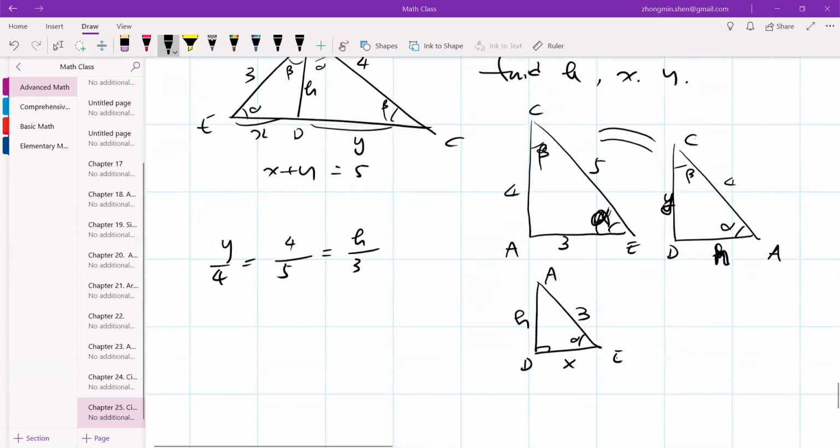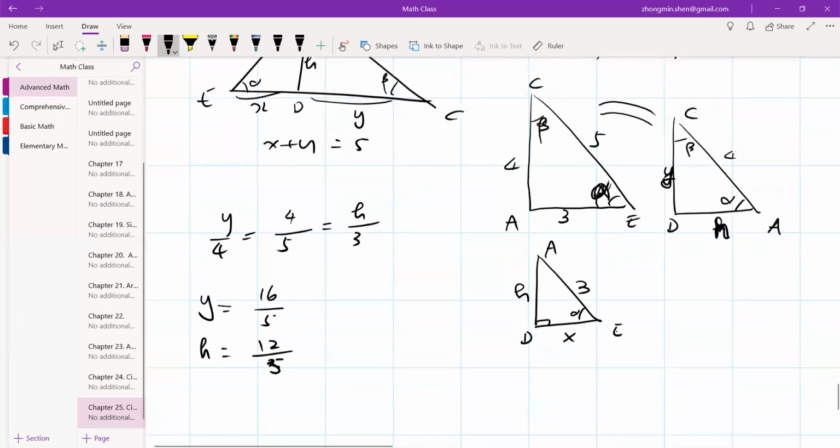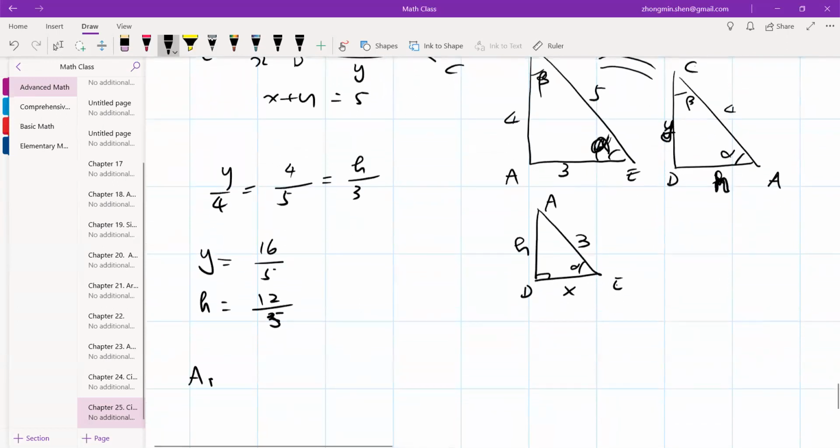So Y is going to be 16 over 5, and H is going to be 12 over 5. So the area is going to be H times Y. 16 times 12 over 5 times 5, it's 192/25.